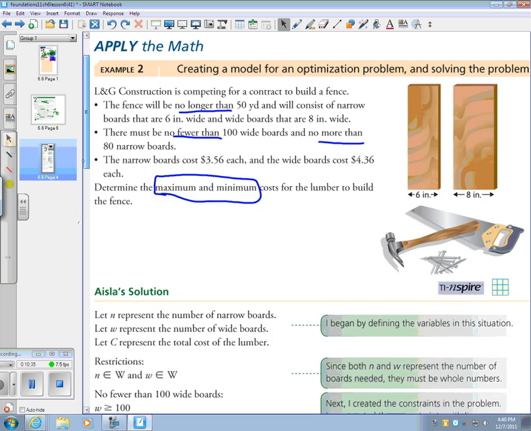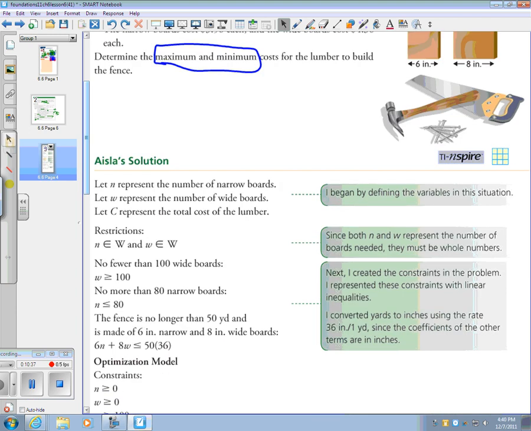Ooh, let N represent the number of narrow boards, let W represent the number of wide boards, and let C represent the total cost. So C is what we're going to be optimizing. The restrictions: N must be a whole number and W must be a whole number. So they're saying they cannot use half boards. Since they represent the number of boards needed, they must be whole numbers. So they must be going to some sort of hardware store that doesn't cut boards in half. Okay?